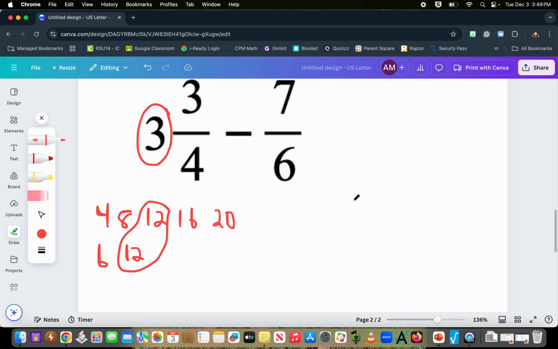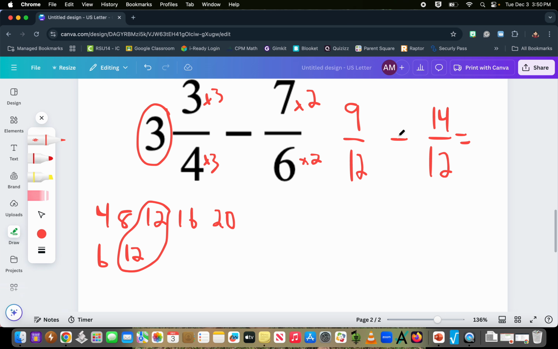So now I can go back up and rewrite this with my common denominator. And I think about 4 times what is 12? Well, 4 times 3 will give me 12. So whatever I do to the denominator, I need to do to the numerator. So 3 times 3 gives me 9. 6 times 2 is 12. So whatever I do to the denominator, again, I'm going to do to the numerator. So 7 times 2 is 14. And now I can just subtract.